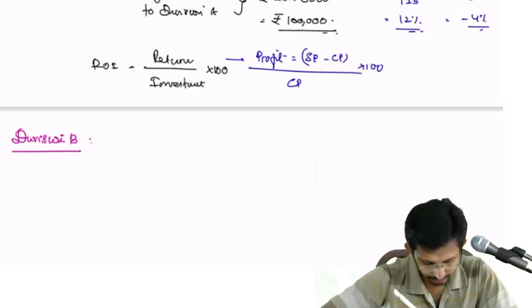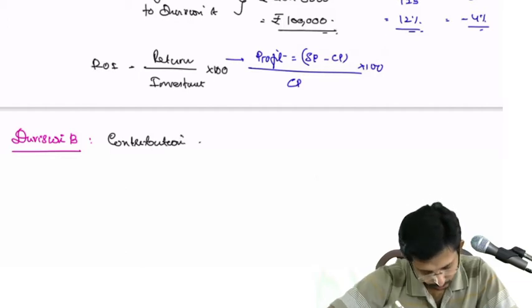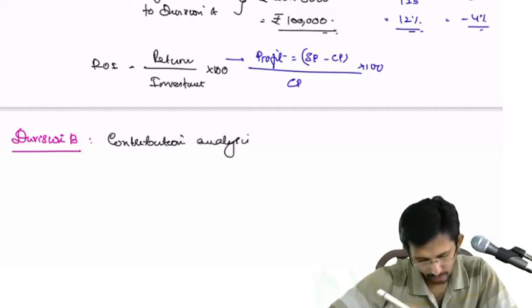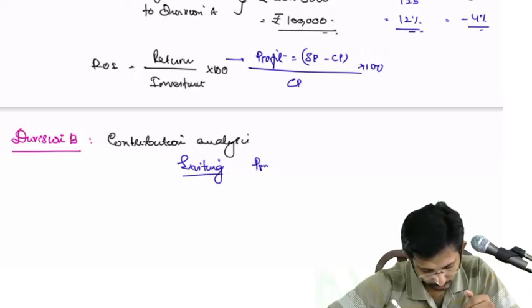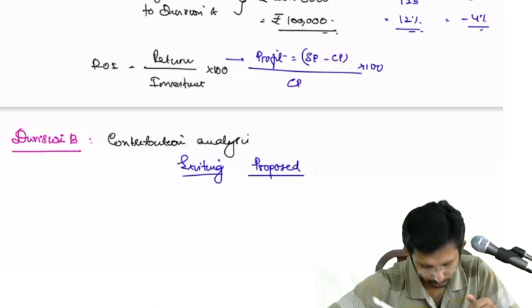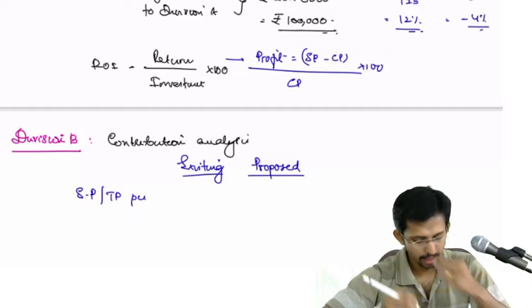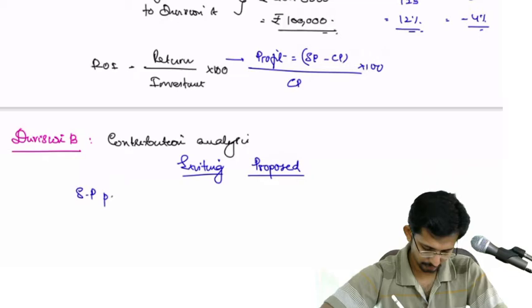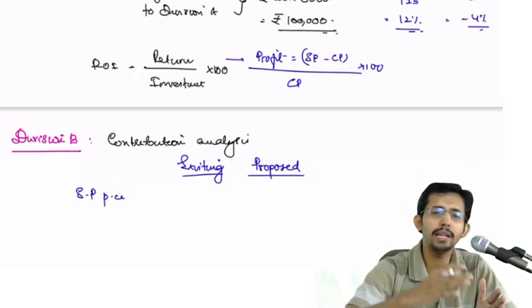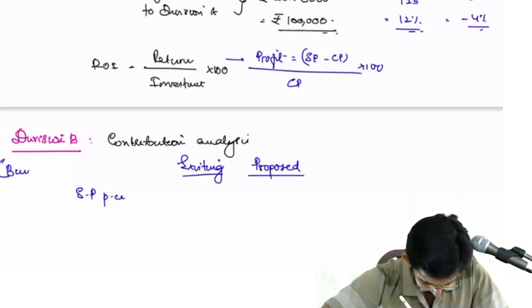Okay, so first you can write contribution analysis. In that, existing situation and the proposed situation. Okay, selling price per unit or transfer price per unit. What is the, sorry, not transfer price, it is selling price per unit. Okay, because the transfer price will be a revenue only for the selling division, not for the buying division. Division B is the buying division.